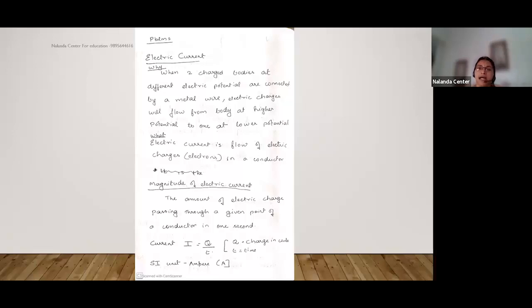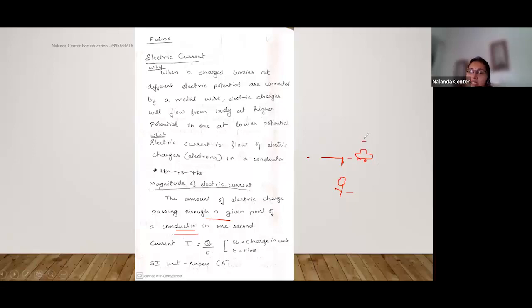Now what is the magnitude of electric current? The amount of electric charge passing through a given point in a conductor. Say we are standing over here and we are seeing a lot of cars getting passed on the road. I am watching this particular area and counting for 1 minute. In 1 minute, how many cars are passing this particular point? This is going to give me the rate at which the cars are moving.